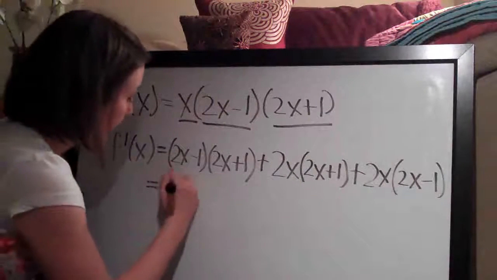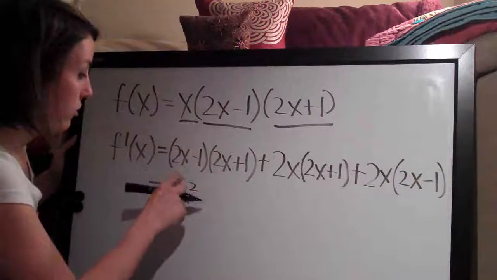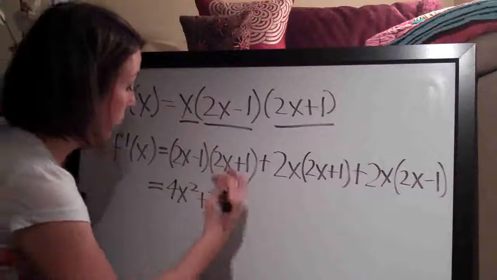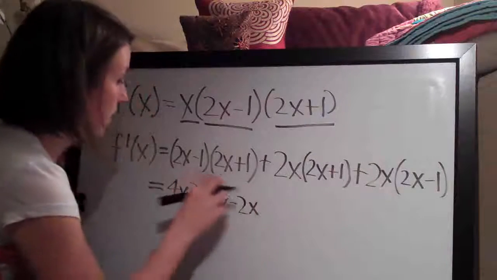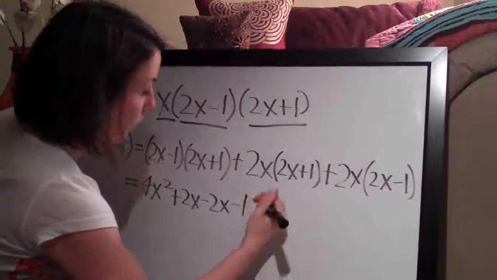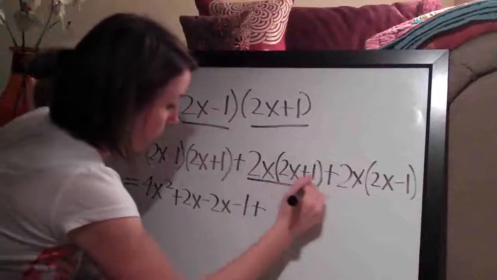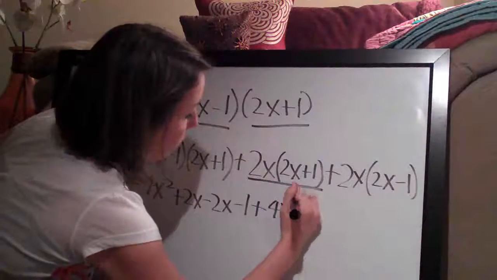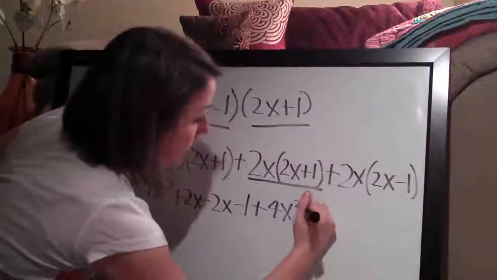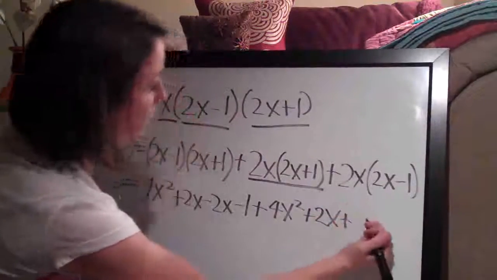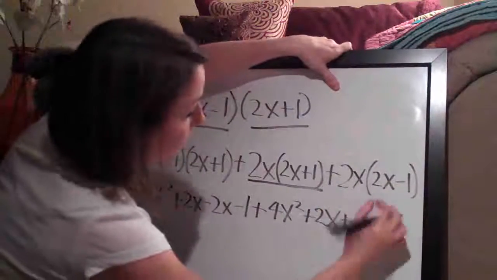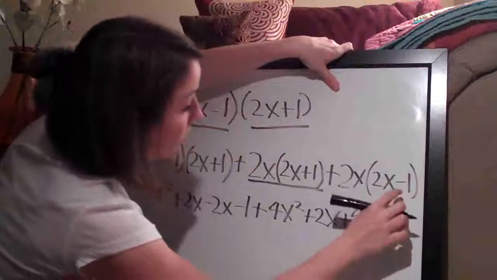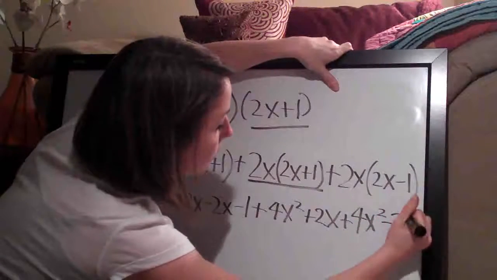2x times 2x, 4x squared, 2x times 1 is going to be plus 2x, these two, minus 2x, and then negative 1 times 1 is minus 1, and then plus, now we're on to this part, and I'm going to go ahead and multiply that out. 2x times 2x, 4x squared, 2x times 1, plus 2x, and then plus, I'm going to go ahead and multiply these out as well. 2x times 2x is 4x squared, and 2x times negative 1 here, minus 2x.